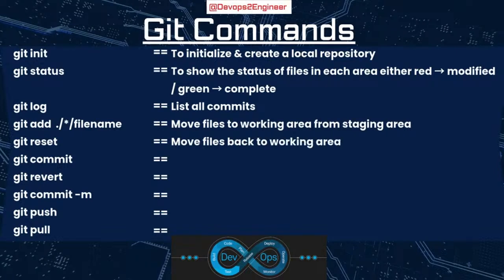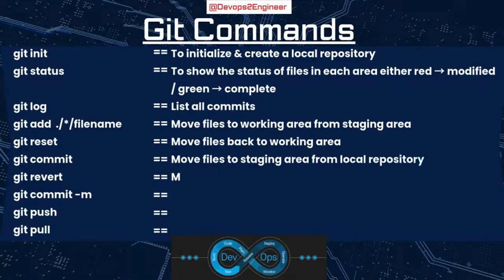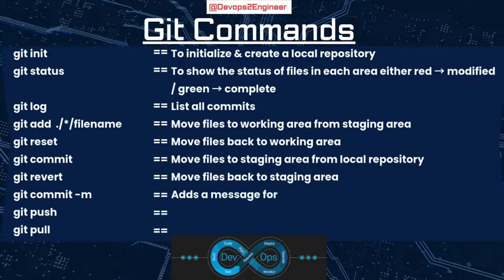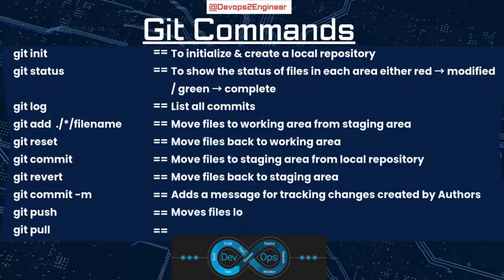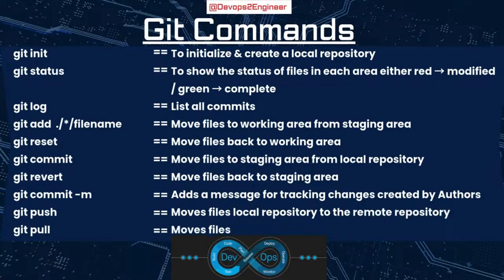Git log lists all the commits. Git add dot or star or file name moves files from the working area to the staging area. Git reset moves files back to the working area. Git commit moves files from the staging area to the local repository. Git revert moves files back to the staging area.